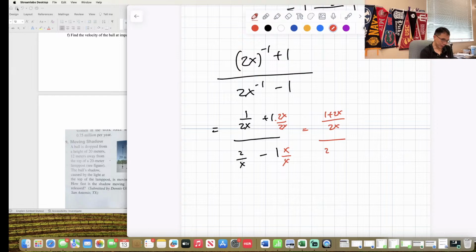On the bottom is 2 minus x over x. Keep, change, flip. 1 plus 2x, 2x times x over 2 minus x. This x cancels out. So it'll be 1 plus 2x over 2 times 2 minus x. You good?